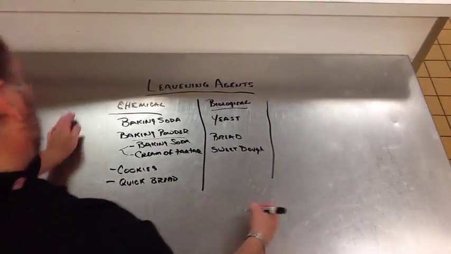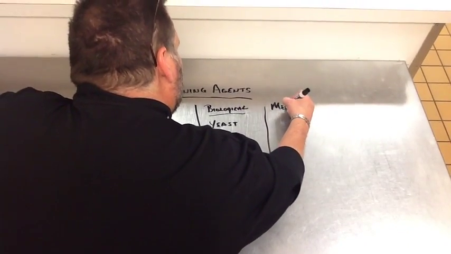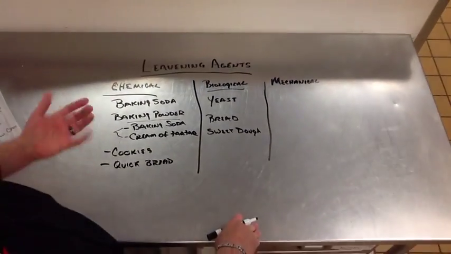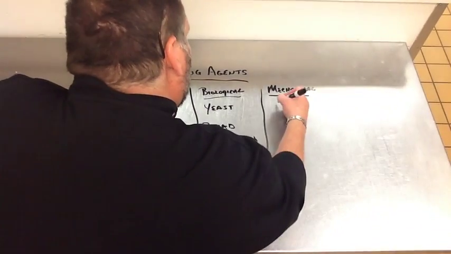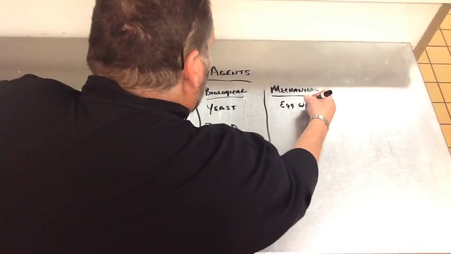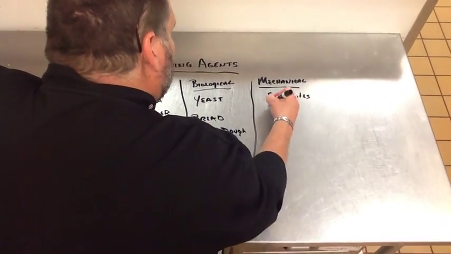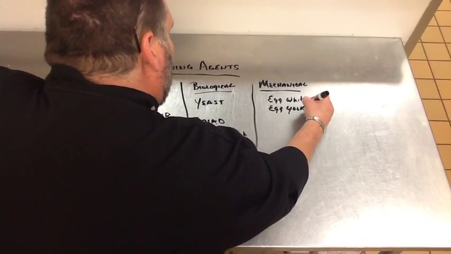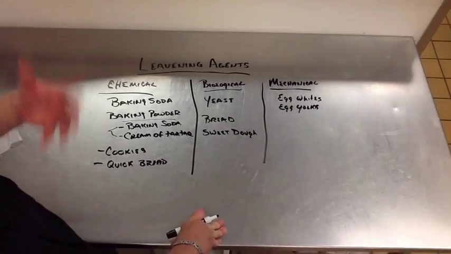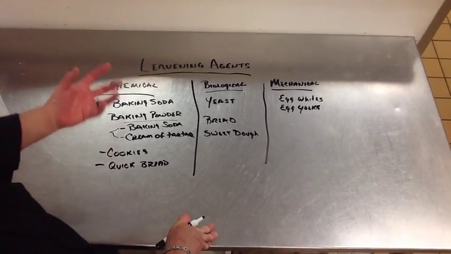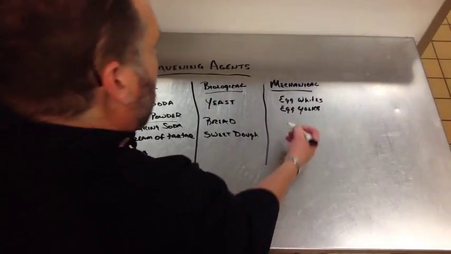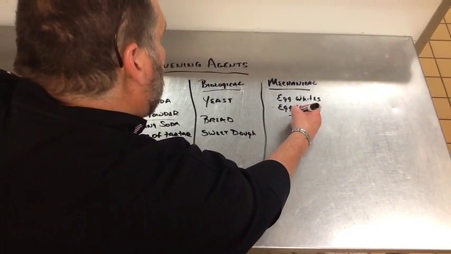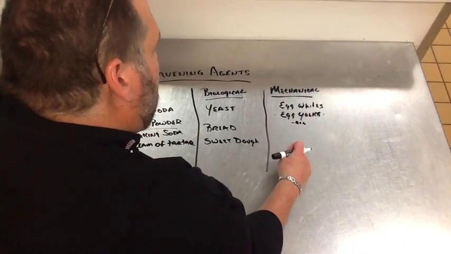The third one is mechanical. And a mechanical leavening usually contains egg whites and it can also include egg yolks. If we look at egg whites, one thing that we whip under mechanical, it means that we're whipping it. And so when we whip air into the egg whites, we always want to make sure that there's no egg yolks present, because one of the things that's present in egg yolks is oil. And so if you have any oil in your egg whites, they won't whip up.